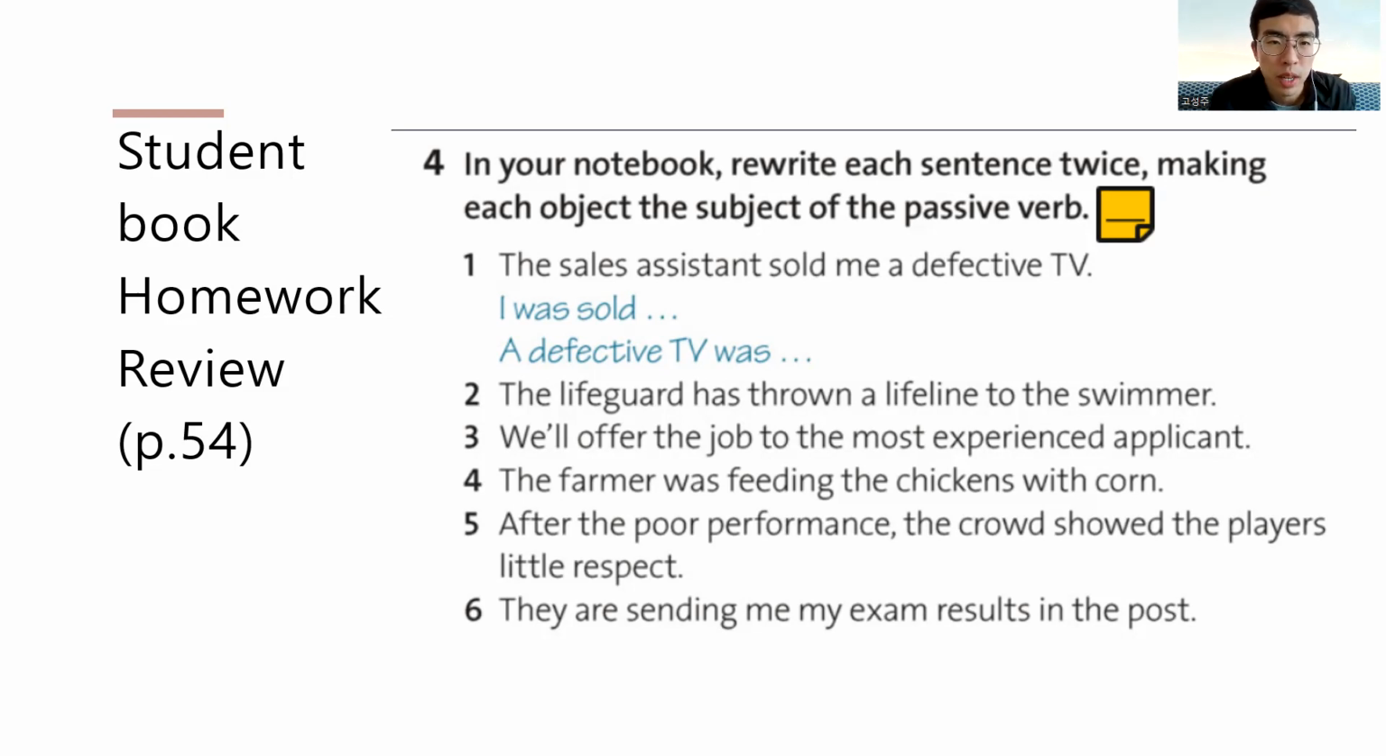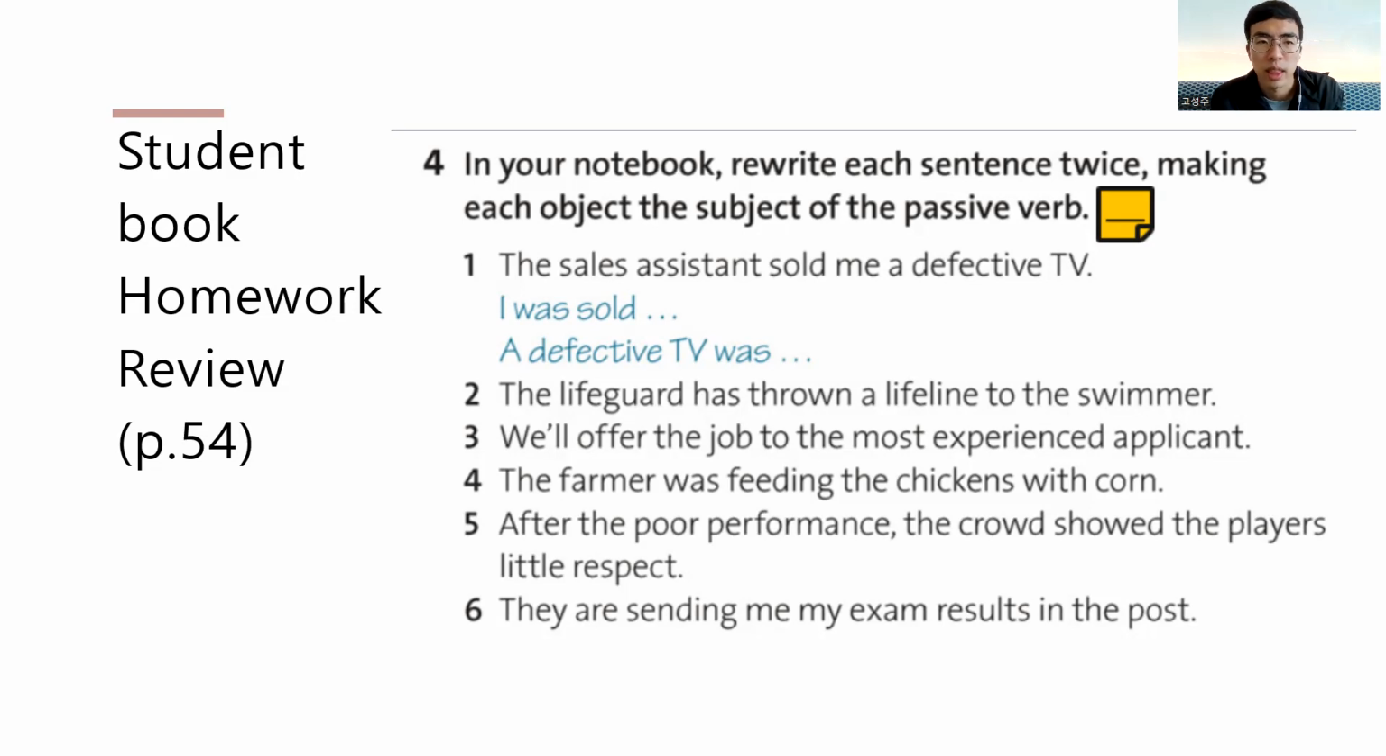So example number one, the sales assistant is the subject. Sold me. Sold is a verb. Sold to whom? Me. It is the indirect object, right? And the direct object is what? A TV. What kind of TV? Defective TV. So the first example, "I was sold", is the more common sentence made with the indirect object, right? So me becomes I, and "I was sold a defective TV." That's how we make a passive voice structure with the indirect object.